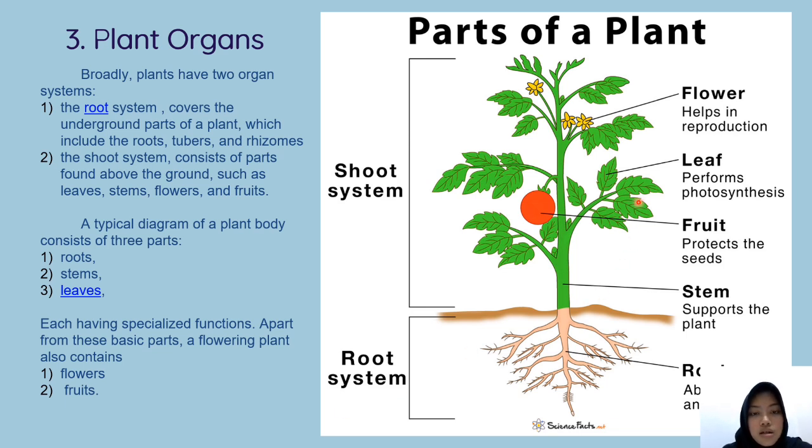In the shoot system, there are flowers, this one, and then leaf, this one, and then fruit, this one, and then stem, this one, and then the root system, there are the roots.